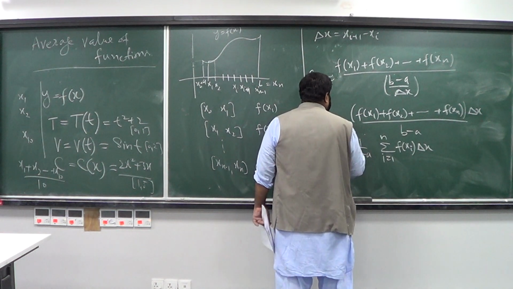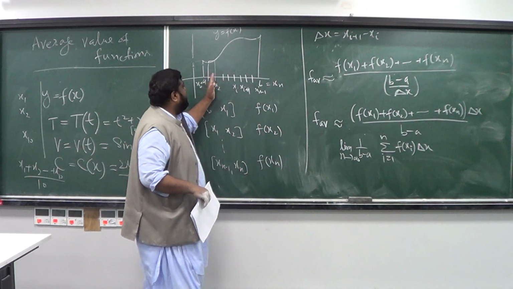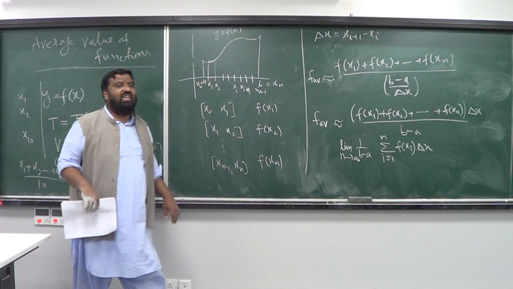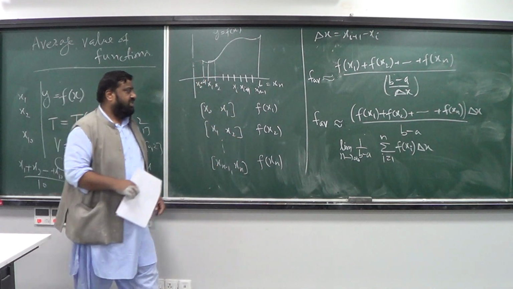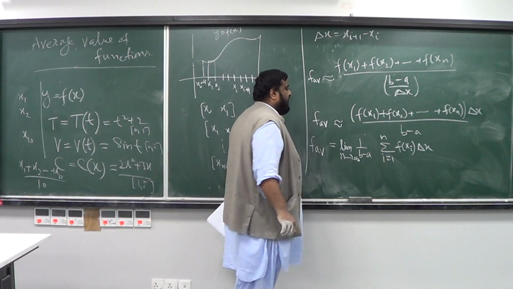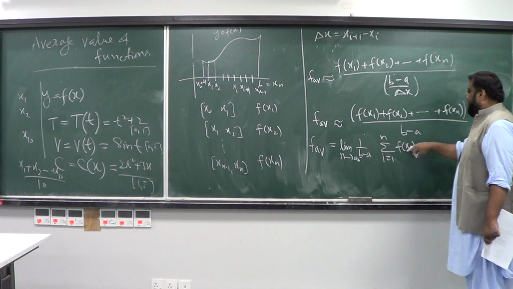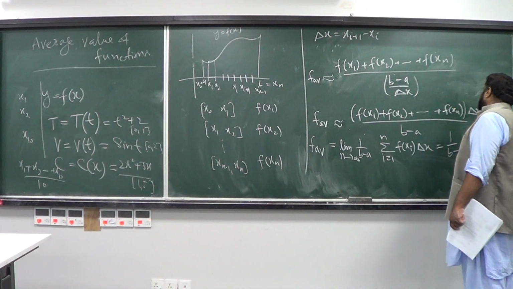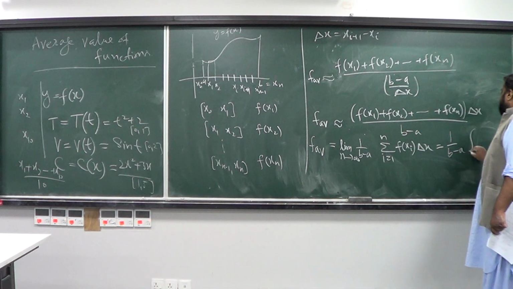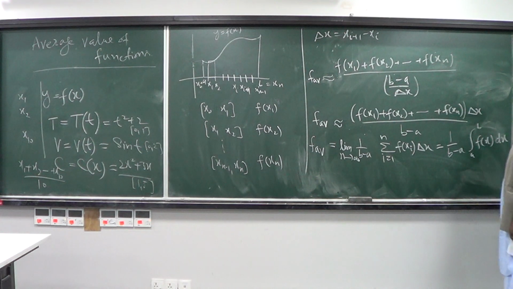What will happen if I take the limit as n goes to infinity? In other words, I divide this interval into really tiny subintervals. I increase the number of subintervals. Then I'm going to get the exact average value. When you compute this, 1 over b minus a is going to stay 1 over b minus a. This sum is a Riemann sum. This will become what you call an integral, from a to b of f of x dx.